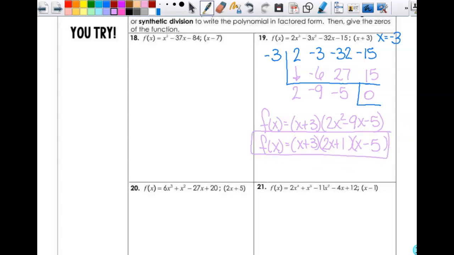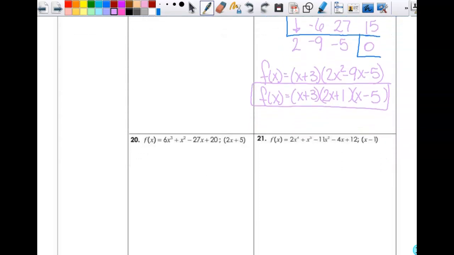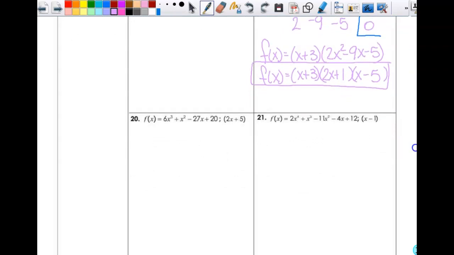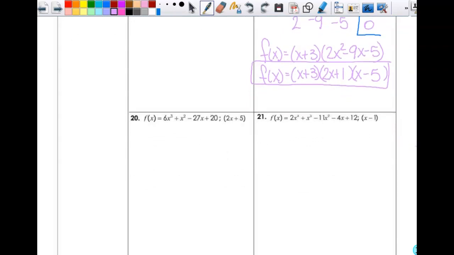That is your fully factored form, right? Got to be able to factor that. If that means you go off to the side and factor by grouping, fine, go off to the side and factor by grouping. But that's what we should get, and the order of those factors doesn't matter. And then x equals, see, I'd have -3, -1/2, and 5.